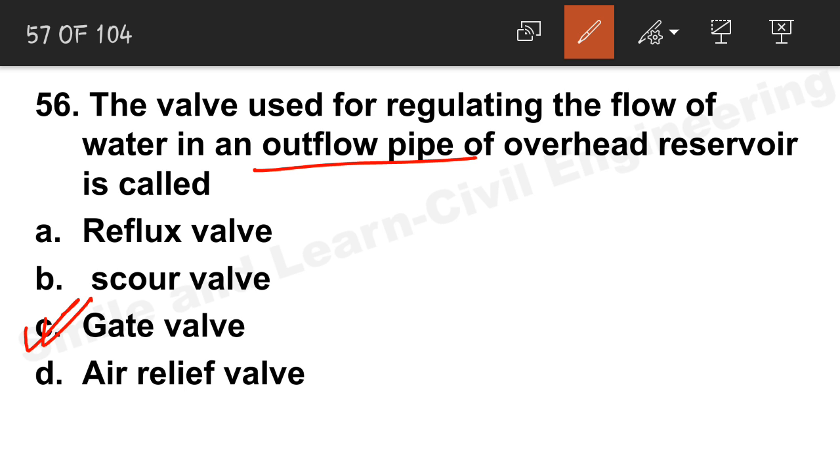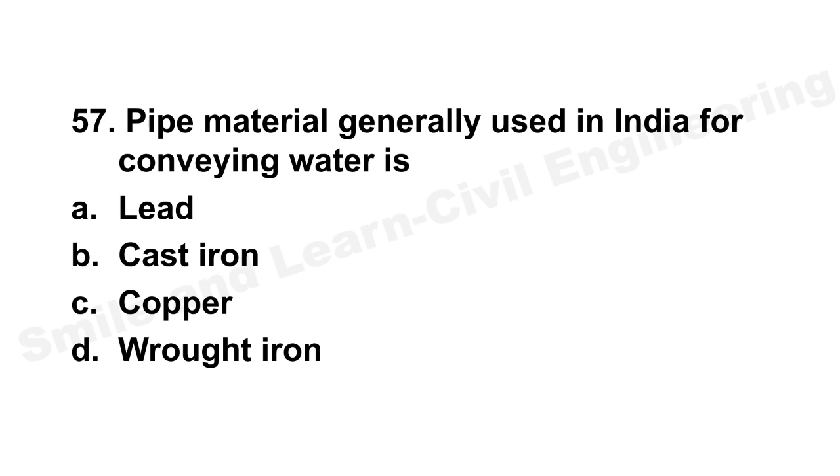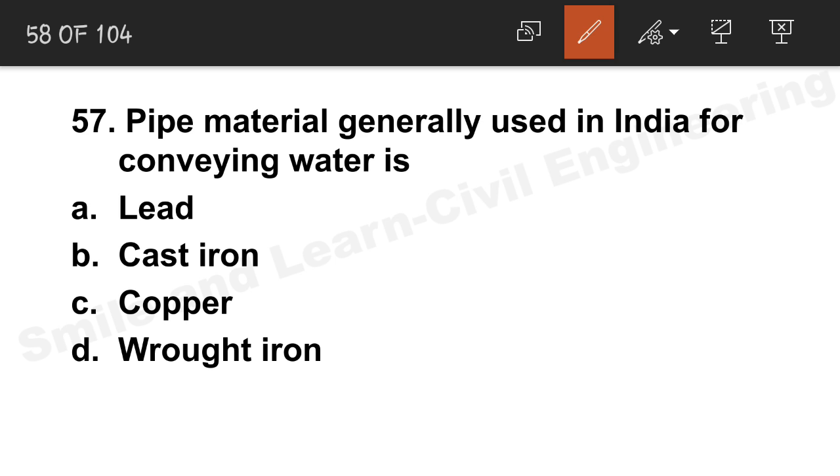Okay. Let's move on to question number 57. Pipe material generally used in India for conveying water is. See, lead is very harmful and if it mixes with water, so we will not use lead. Copper, wrought iron, these are costly. So, option B, cast iron is normally used.